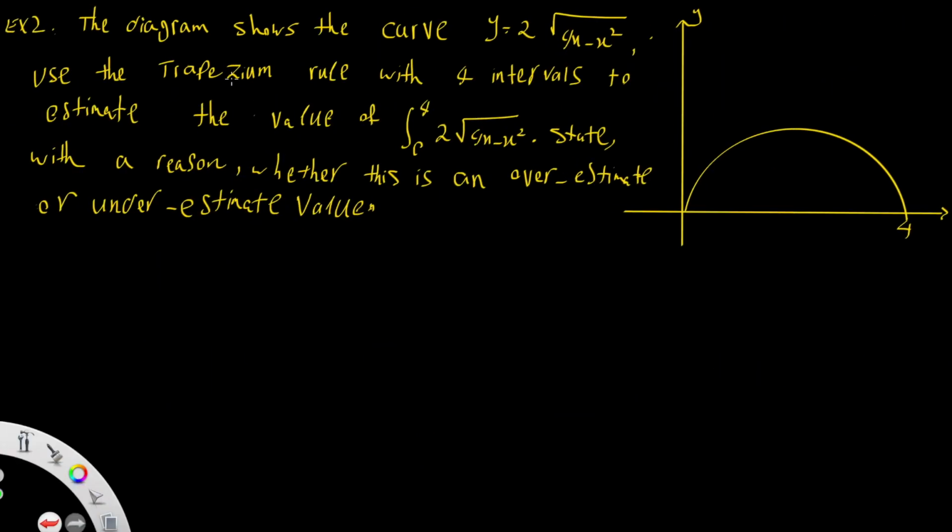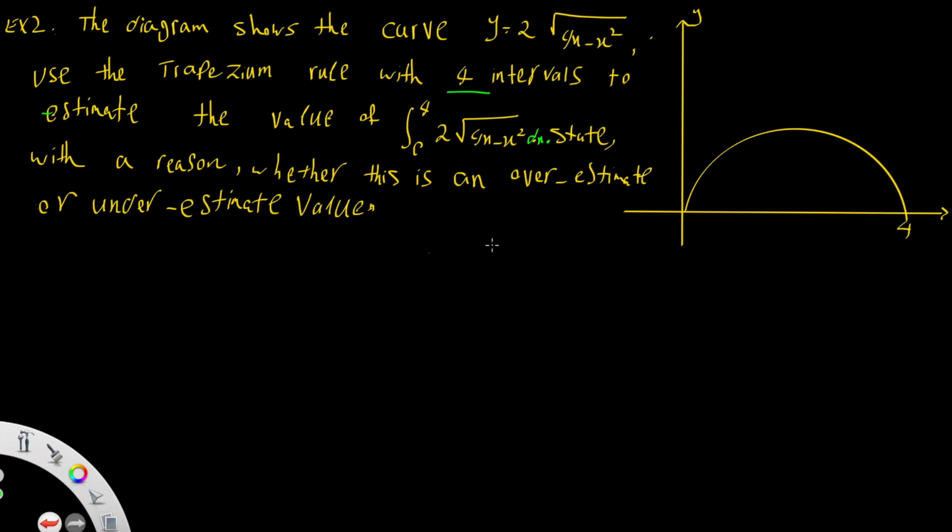Example number 2. The diagram shows the curve y is equal to 2 square root of 4x minus x squared. Use the trapezium rule with 4 intervals to estimate the value of the integral from 0 to 4 of 2 root of 4x minus x squared dx. State with a reason whether this is an overestimate or underestimate.